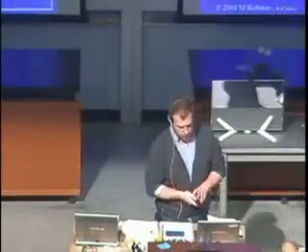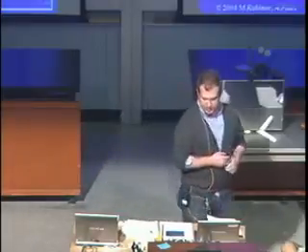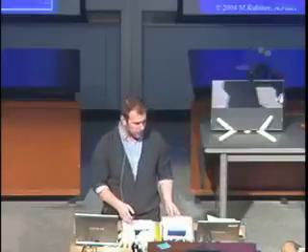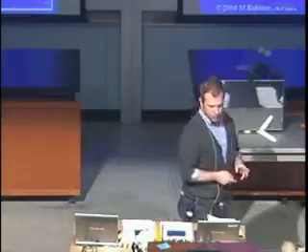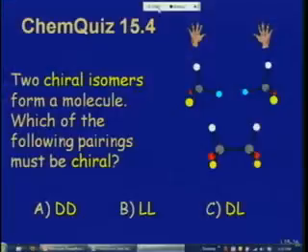Another question, while we're at it. This is a sneaky little question. So let's say that I have 2 chiral isomers. They're left or right-handed, and which of the pairs must necessarily be chiral? Is it where I have 2 right-handed molecules, 2 left-handed molecules, or a mixture of the 2? Let's see what we like.